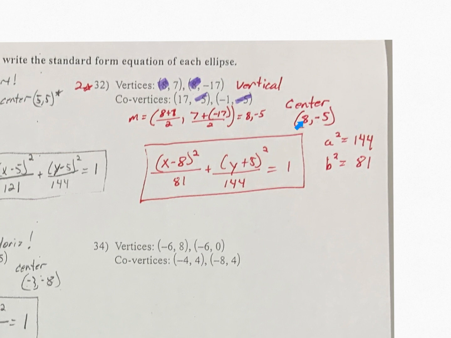X minus h is 8, so x minus 8. And y minus k is negative 5, minus negative 5 is plus 5. So you fill that in, x minus h squared, that's divided by 81, because remember, this is vertical. So we know that the a squared goes with the y variable. So x minus 8 squared over 81 plus y plus 5 squared over 144 equals 1. And that is an equation of vertices. You will have to do 2 of those where you're given a vertices and the covertices.